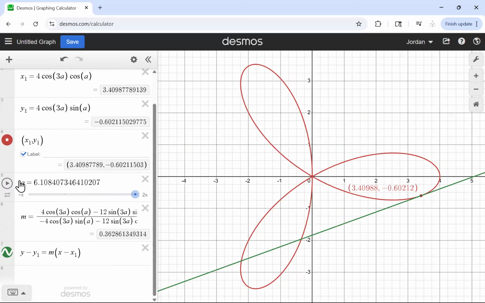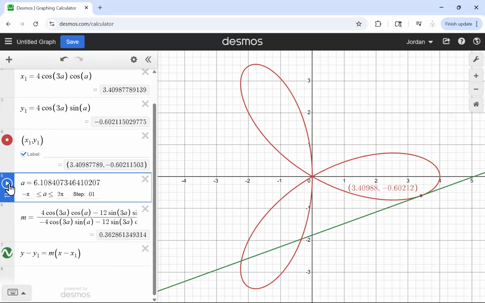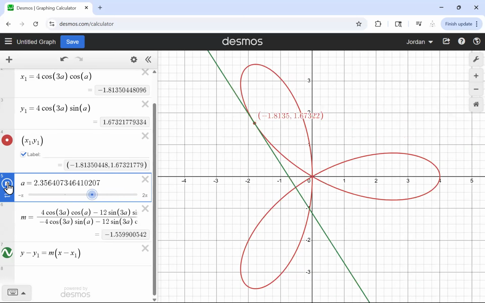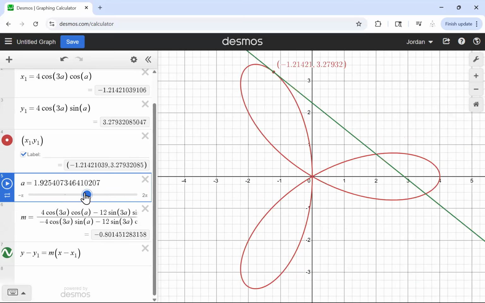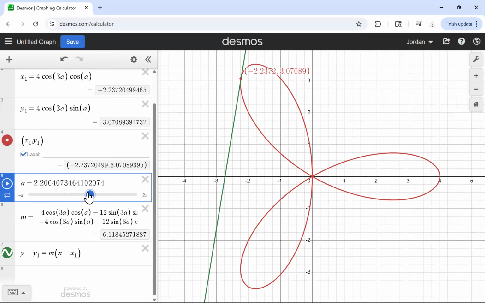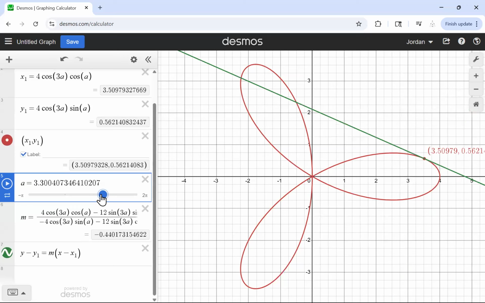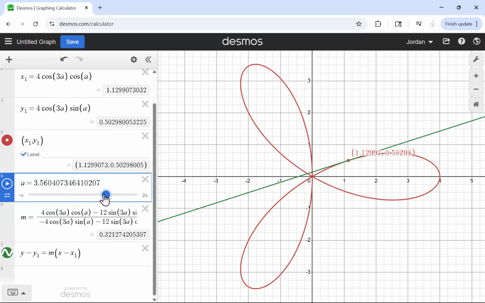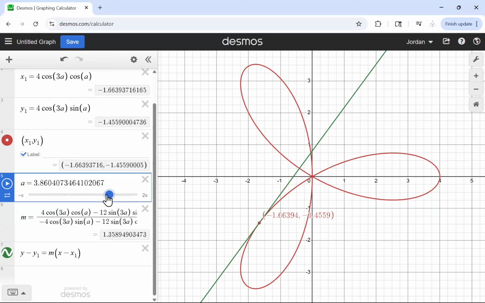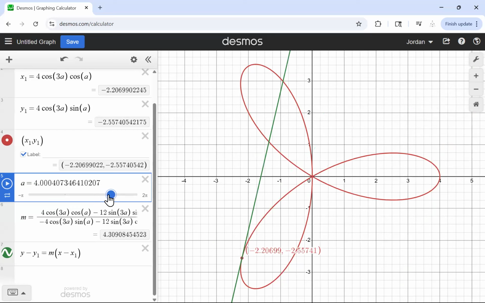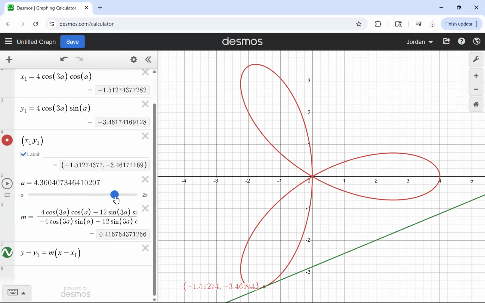Ooh, that's a little fast. Let's see if I can... Nope, too fast. All right, so if it automatically goes, it goes a little fast. But if I'm taking it through here, it's not too bad. So as you can see, as the point moves around, that is tracking the slope of the tangent line. That slope is just the formula that we just found. So there we go.